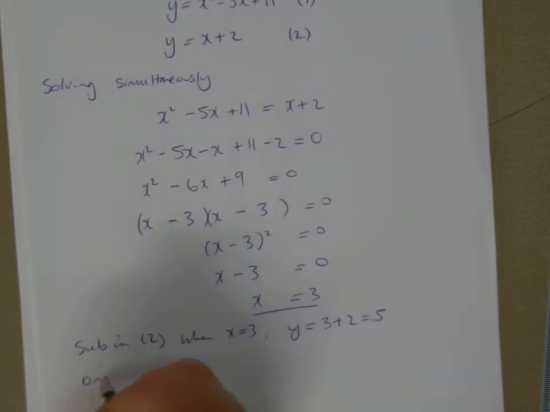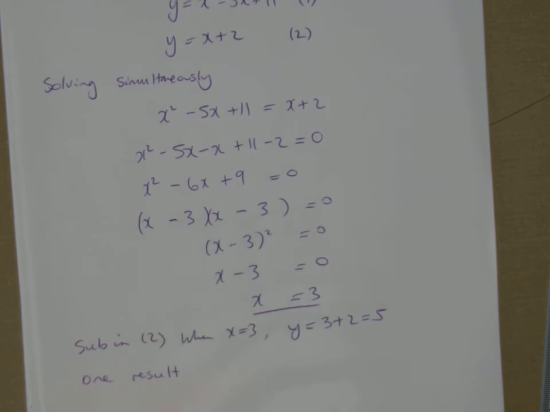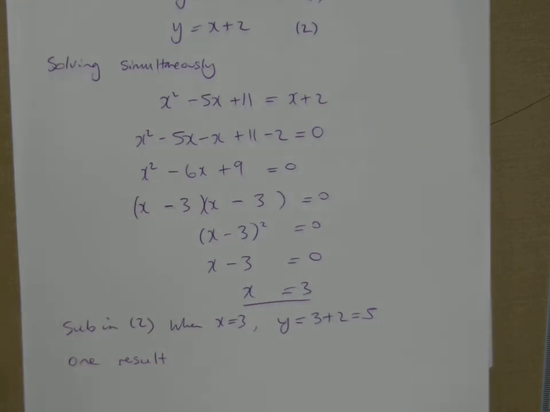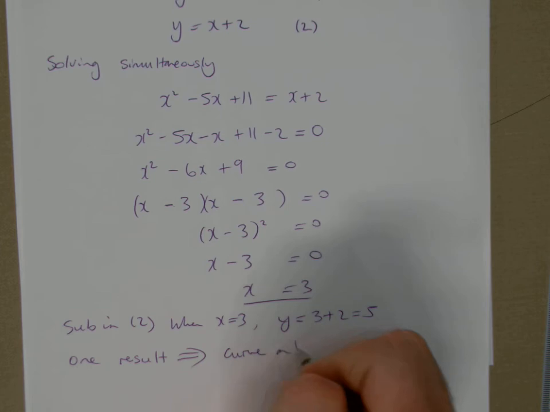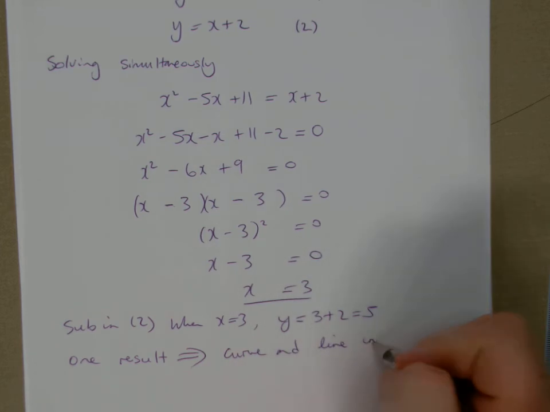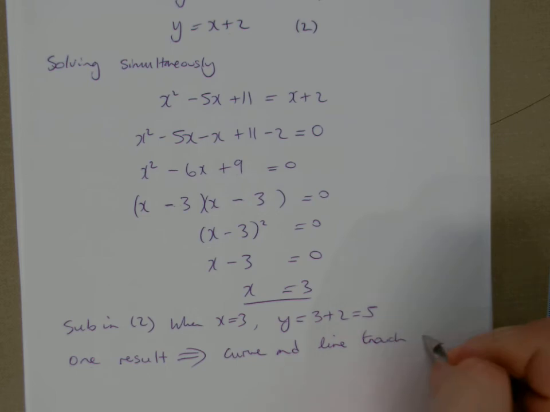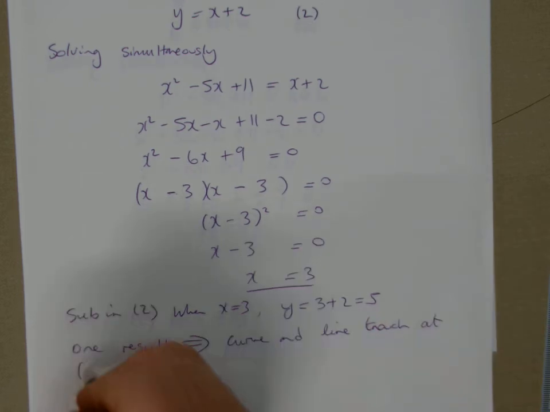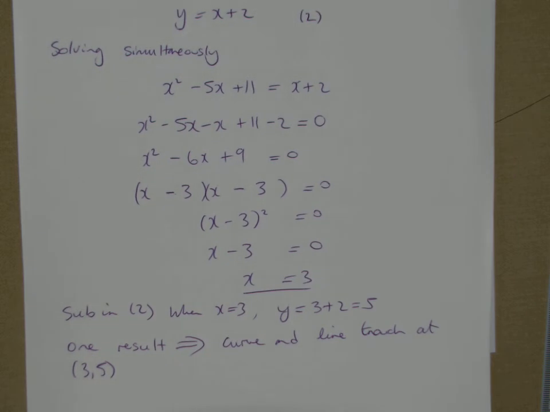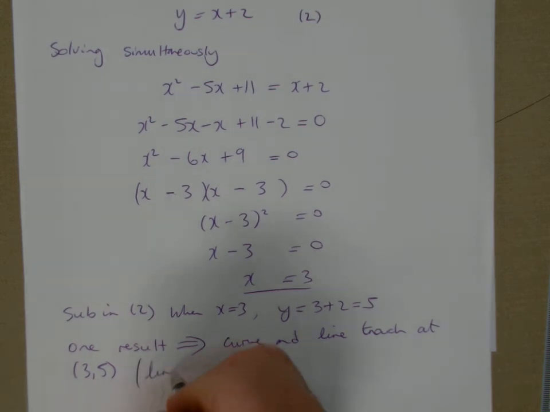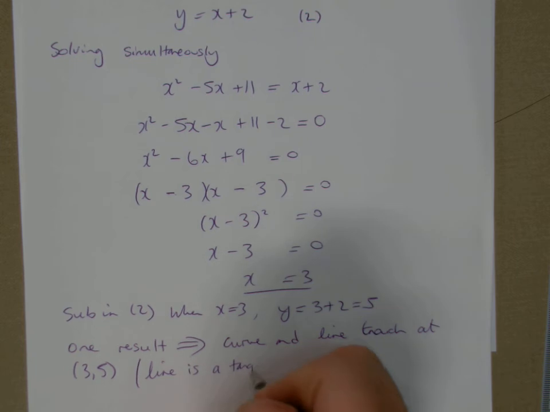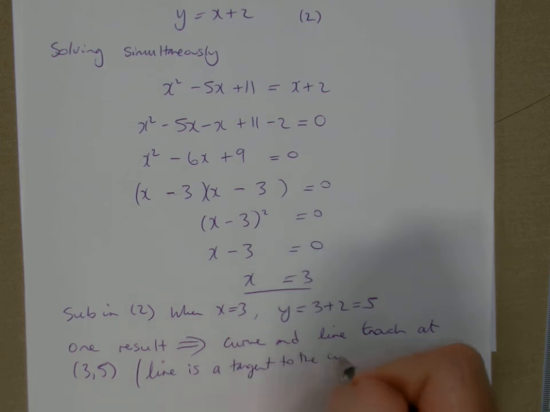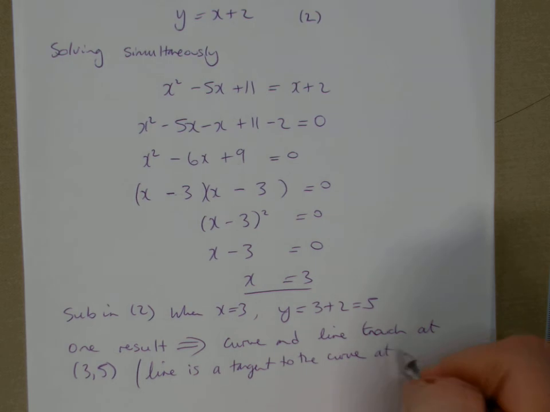Given there's one result, that means the curve and the line don't actually intersect, because if they were to intersect, you'd have to have two results out. So given one result, that implies that the curve and line touch at the point 3, 5, at the coordinate 3, 5. The other way of thinking about it is the line is a tangent to the curve. When it touches, it's a tangent to the curve at that point.